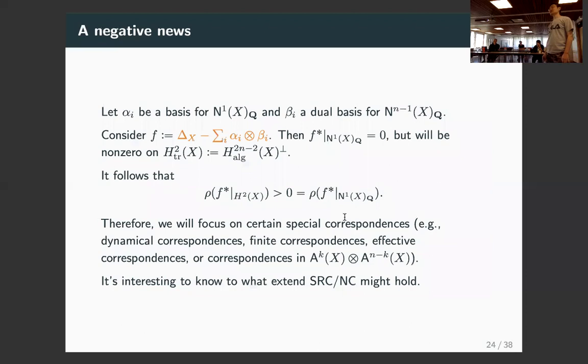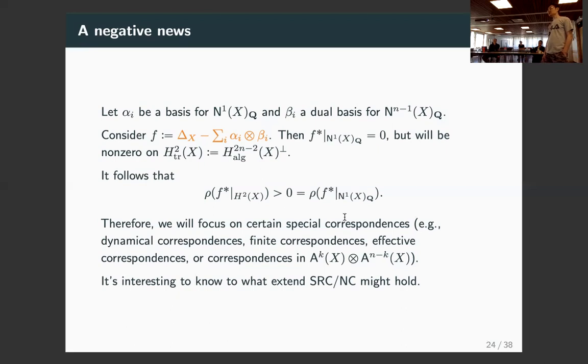However, here is some negative news for this spiral radiance comparison or normal comparison. This is why I call them questions. If we consider a basis alpha I of the numerical group of codimension 1 divisors, and we also choose a dual basis of 1-cycles beta I, then we can consider the following correspondence. This correspondence F is defined as delta X, the diagonal class, minus the sum of alpha I tensor beta I.